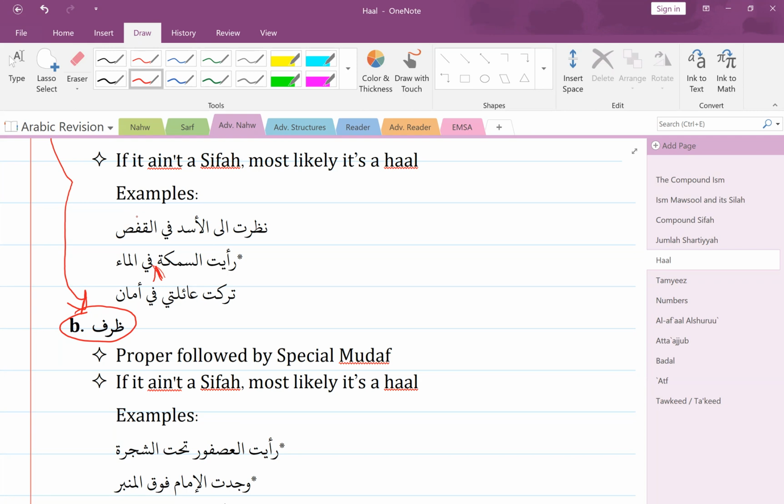Or تركت عائلتي في أمان. تركت عائلتي, I left my family في أمان, in safety. How did I leave them? Again, this is kind of like more automatic.